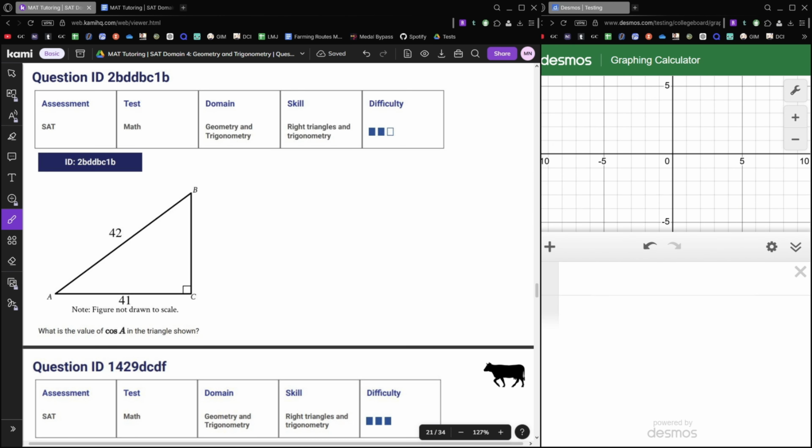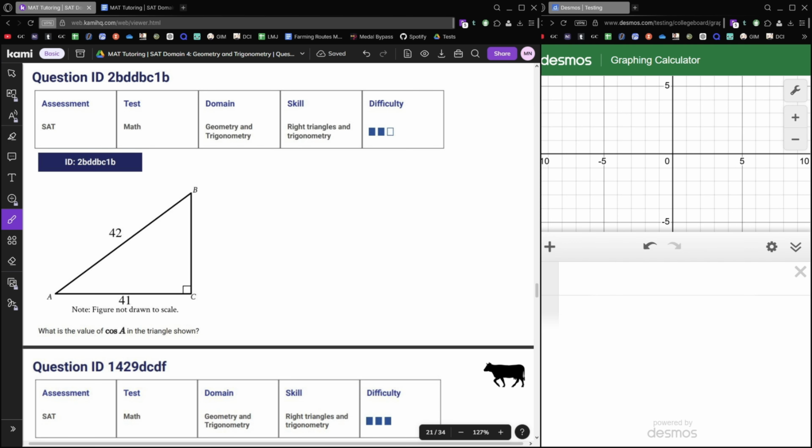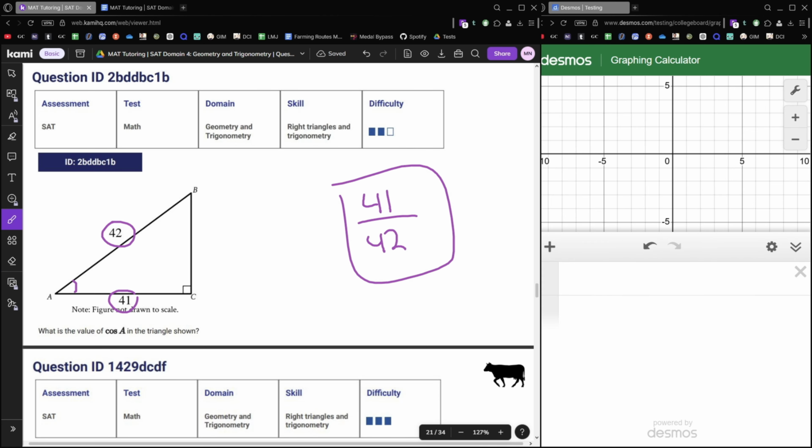Slide number 21, they give us a right triangle and want us to find the cosine of A. So SOHCAHTOA, cosine is going to be the adjacent over the hypotenuse. If we look at our triangle, here's angle A, the adjacent is 41, and the hypotenuse is 42. Adjacent over hypotenuse is going to be 41 over 42, and this will be our answer.